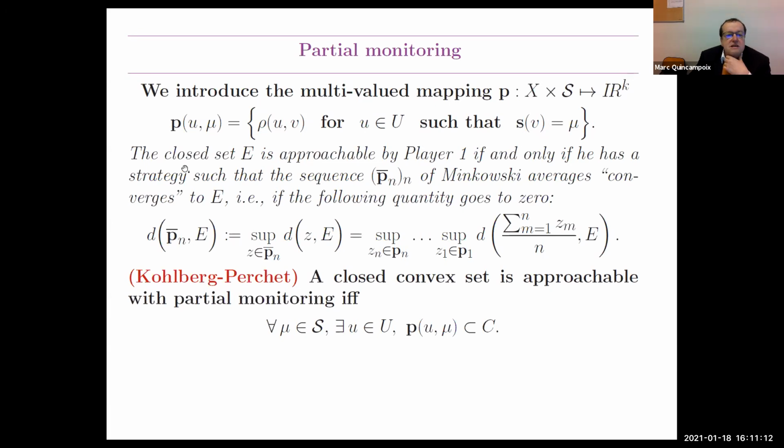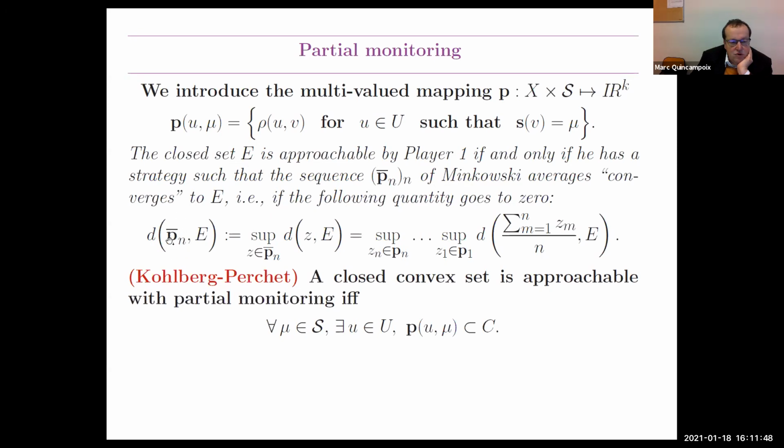So the closed set E is approachable by player 1 if and only if he has a strategy such that the sequence of averages of this map converges to E. It means that the distance between the average of the action of P_n and E tends to 0. What is exactly this set?